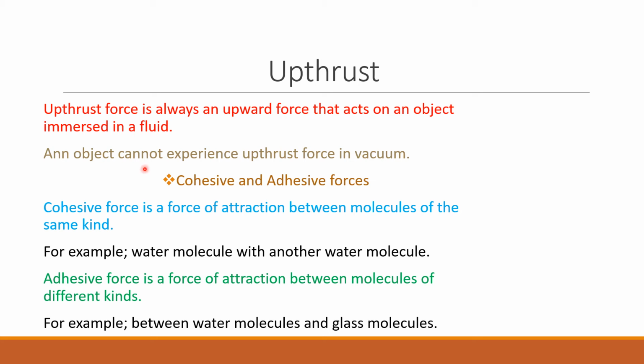An object cannot experience upthrust force in a vacuum. Upthrust force is always experienced where there is air and where there is a fluid. A fluid is either air or a liquid. So we cannot experience upthrust force without the fluid, that is the liquid or the gas. The next type of force is what you call cohesive and adhesive force. Cohesive force is a force of attraction between molecules of the same kind, while adhesive force is the force of attraction between molecules of different kinds.